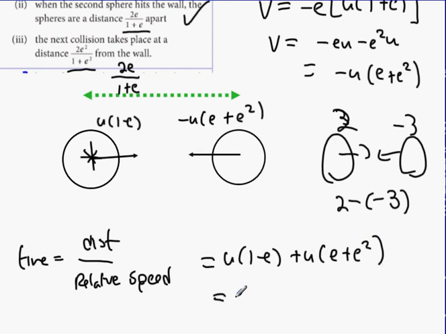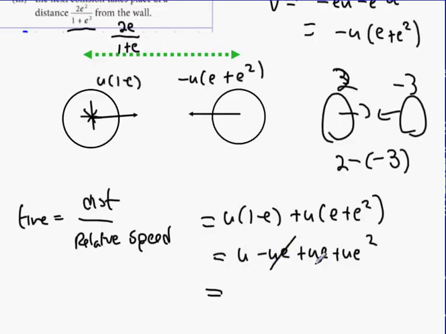I'm just going to multiply it out this time. So it's going to get u minus ue plus ue plus ue squared. And exactly what I was looking for happens. It gets rid of 2 of them here. Simplify it. And then I'm going to get u into 1 plus e squared. That's the relative speed. Okay? So I have the relative speed.